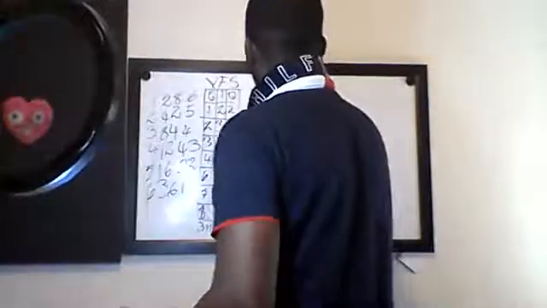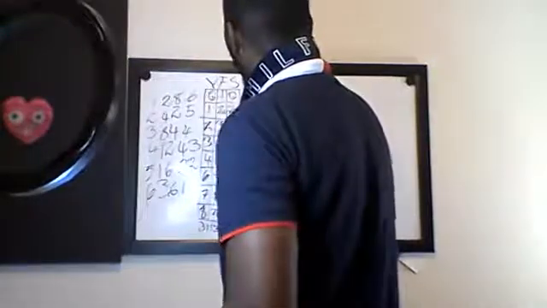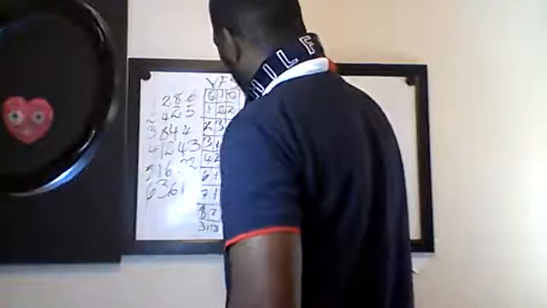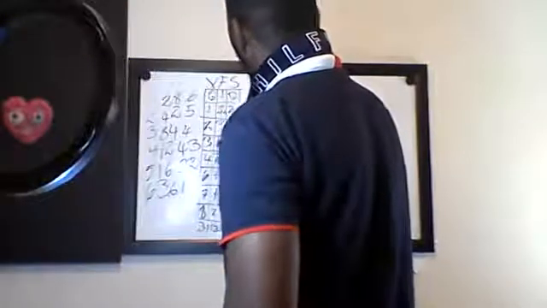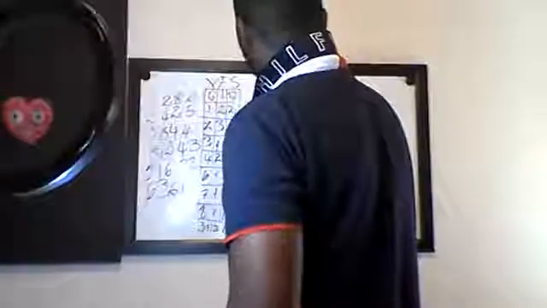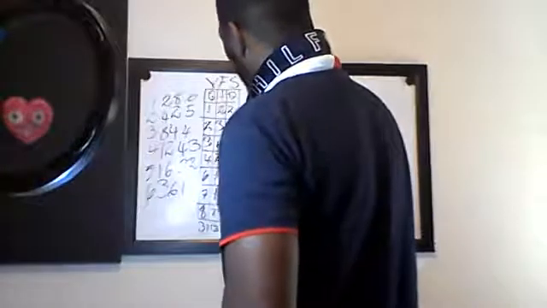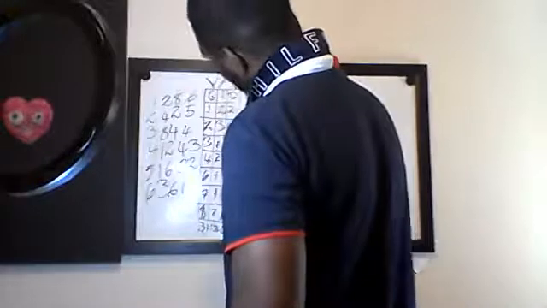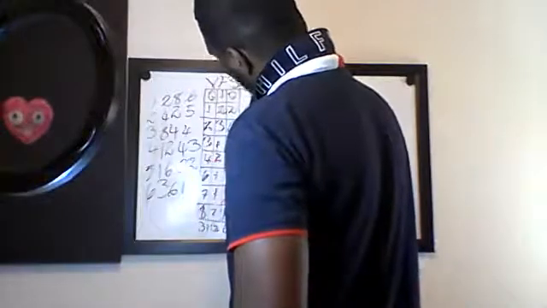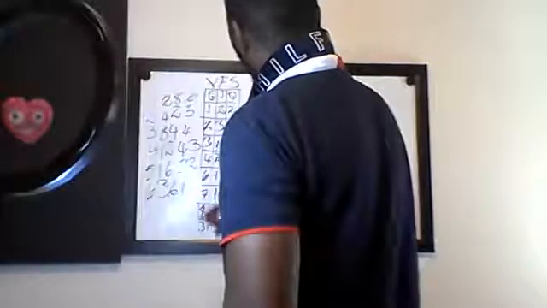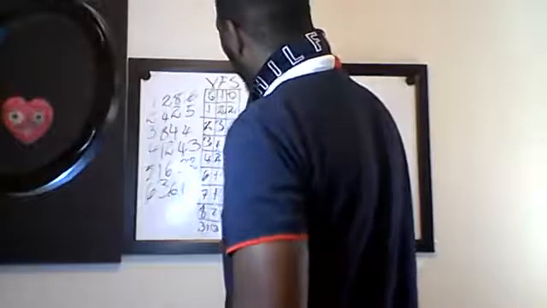Now we look for 2. 1, 2, 3, 4. We got 4 twos. Now we look for 3. 1, 2, 3, 4. 4 threes. Now we look for 4. 1, 2. 2 fours. Now 5, if we have any.